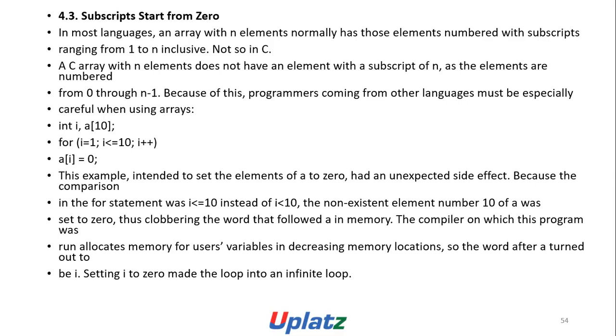int i, a[10]; for (i = 1; i <= 10; i++) a[i] = 0; This example was intended to set the elements of a to 0, but it has a side effect. Because the comparison in the statement is i <= 10 instead of i < 10, the non-existent element number 10 of a was set to 0, thus clobbering the word that followed in memory. The compiler on which this program was run allocates memory for user variables in decreasing memory locations, so the word turned out to be i. Setting i to 0 made the loop into an infinite loop.